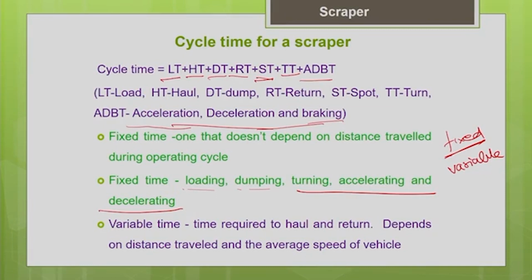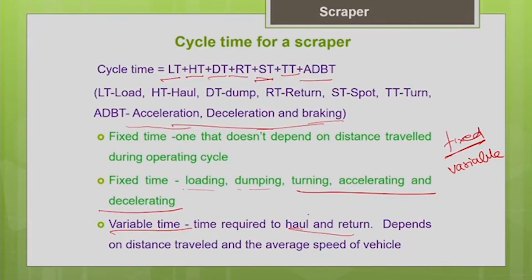The other one is variable time, your haul and return. Your haul and return is a variable time because it is significantly dependent on the travel distance. So, your haul and return time depends upon your travel distance as well as the speed of your machine. Based upon that only you can decide your haul and return time. Obviously, you know that the speed of the machine depends upon your project conditions. So, the underfoot condition, rolling resistance and grade resistance, and your type of machine, everything is going to affect the speed of the machine.